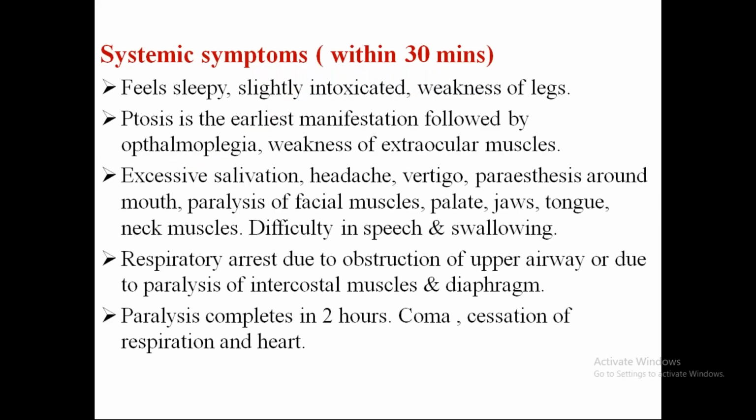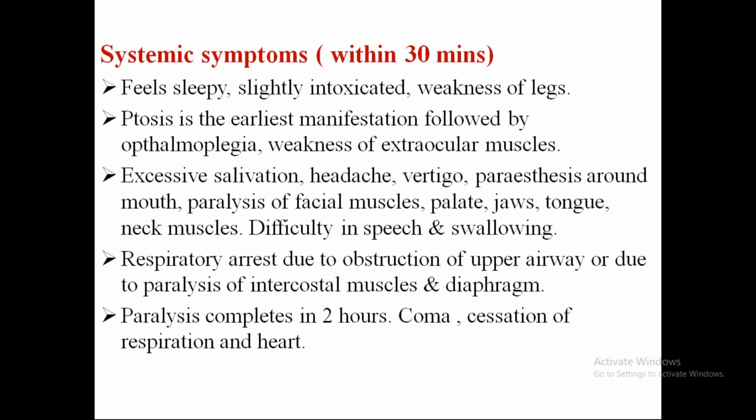What are the systemic symptoms of cobra bite? They occur within 30 minutes, whereas localized symptoms occur within 10 minutes or 6 to 8 minutes. The patient feels sleepy because he is slightly intoxicated, along with added psychological shock. There can be weakness of the legs. Ptosis, a very important second point. Ptosis is the earliest manifestation, followed by ophthalmoplegia, which is nothing but weakness of the extraocular muscles.